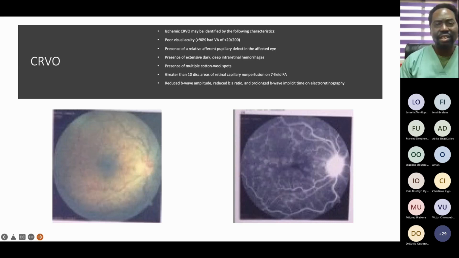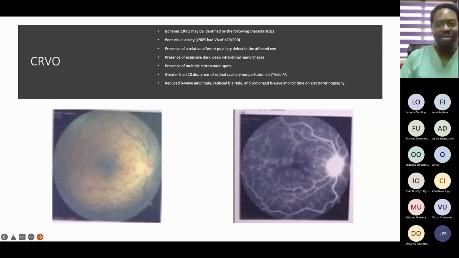So the acuity is usually low. There's usually a relative afferent pupillary defect, hemorrhages, presence of multiple cotton wool spots. These areas of capillary non-perfusion on 7-field fluorescein angiography. That's the definition, and this was given to us by the CRVO study, although it's quite an old study now.